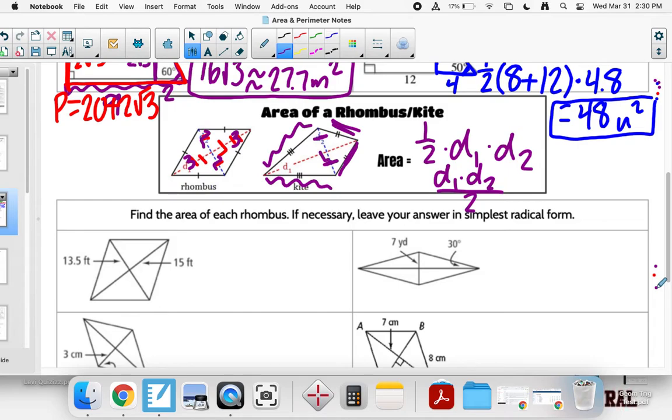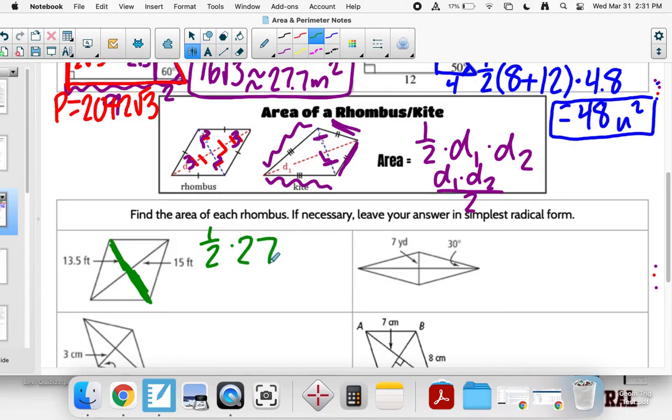Okay, so here we have our rhombus. If this little chunk is 13.5, how much is this chunk? 13.5. Anyway, what is this whole entire diagonal? 27. That's what I was going for, 27.